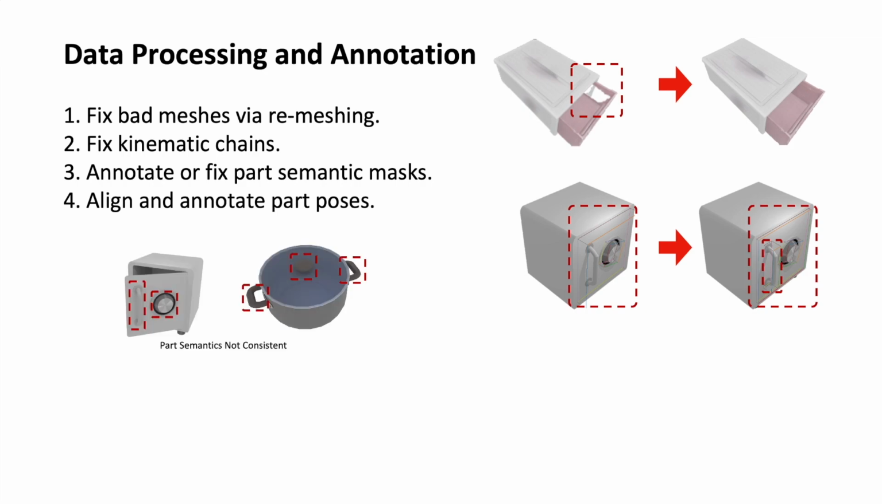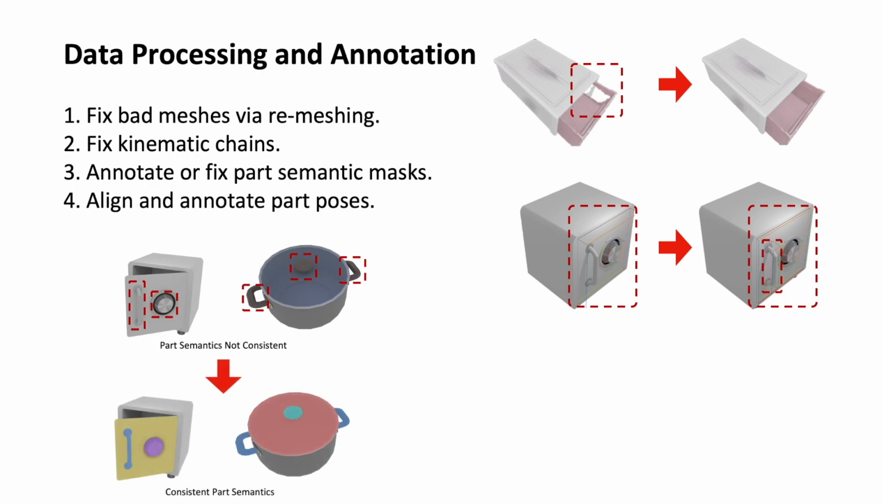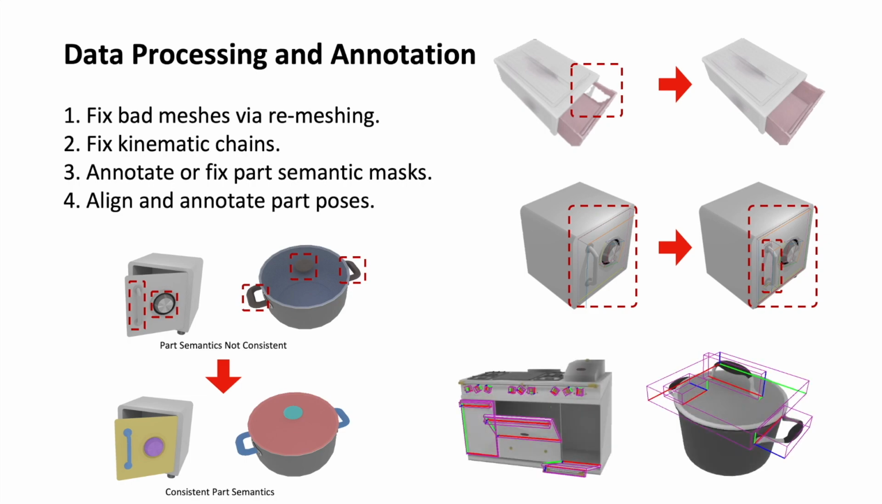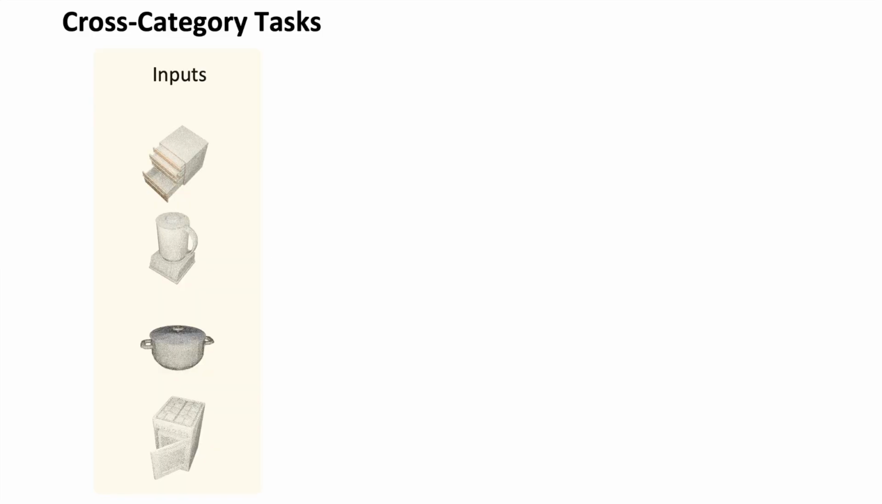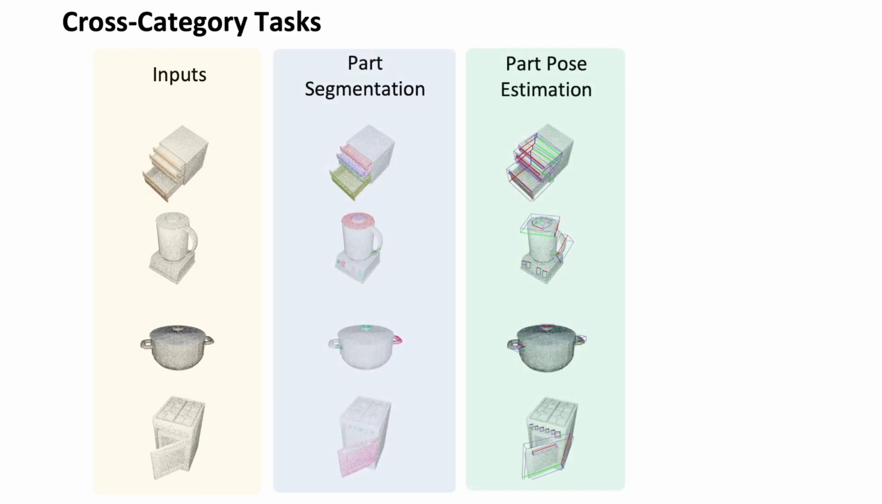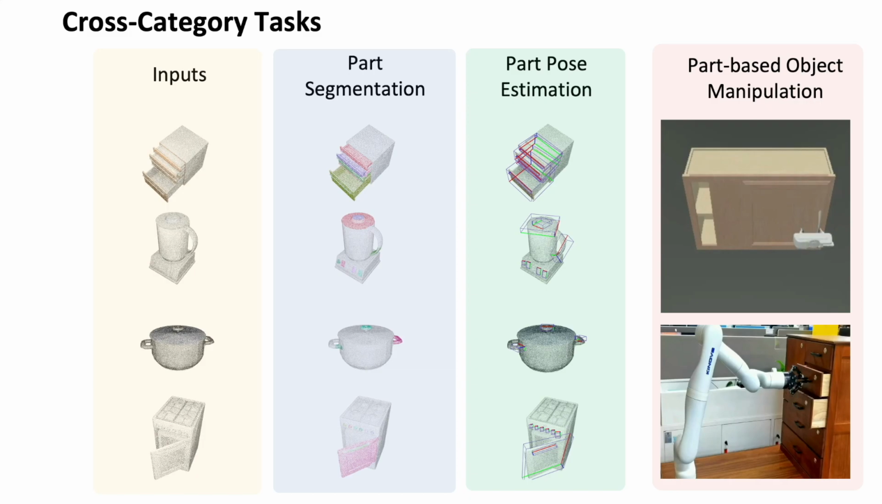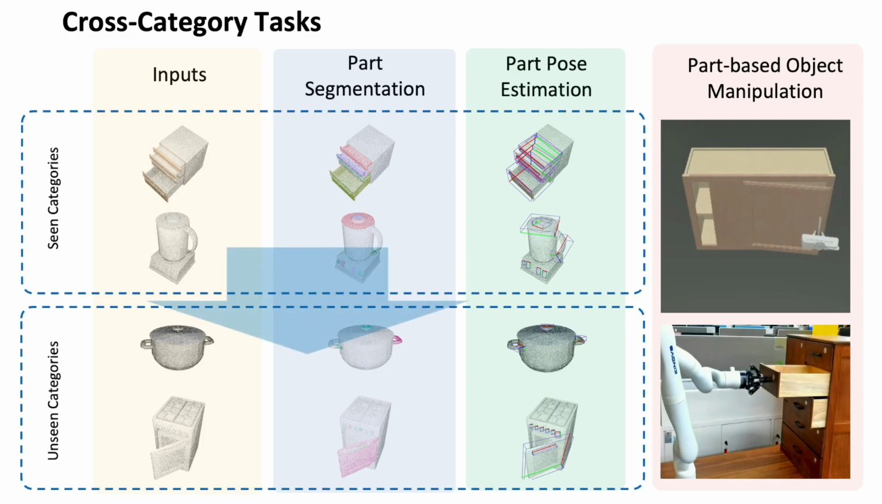Thirdly, we find that the original data didn't come with consistent part labels, so we annotate all the part semantic labels for AKB48 objects, and fix many labels for PartNet Mobility objects according to our definitions, to ensure our part labels are consistent across object categories. Finally, we use extensive rules, along with an annotation interface, to align the functional parts with their canonicalized poses, and annotate the part poses. Given the part and pose definition, we then investigate 3 cross-category tasks: part segmentation, part pose estimation, and part-based object manipulation. Our method is trained on seen object categories, and needs to generalize to unseen object categories.